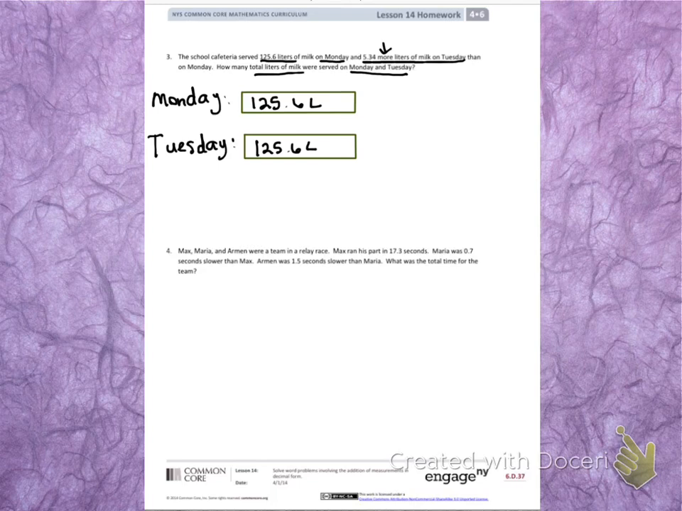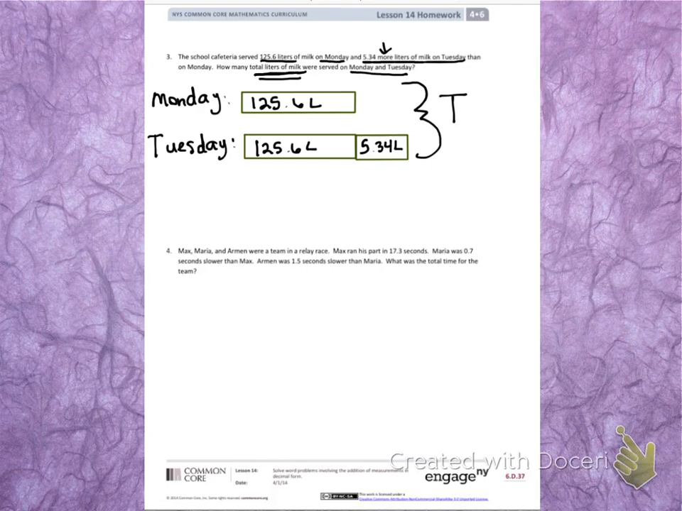But they also served more. They served 5 3/4 more. So I'm going to make another box, and even though this isn't relative to size, I need to be able to write in it, so I'm just going to make it bigger. I don't like that one. Let's try again. So this one is going to be 5 3/4 liters. And it wants us to know the total liters of milk that were served on Monday and Tuesday. So this time I want this to be my total.